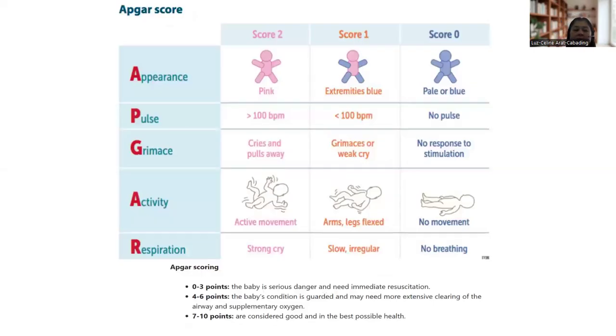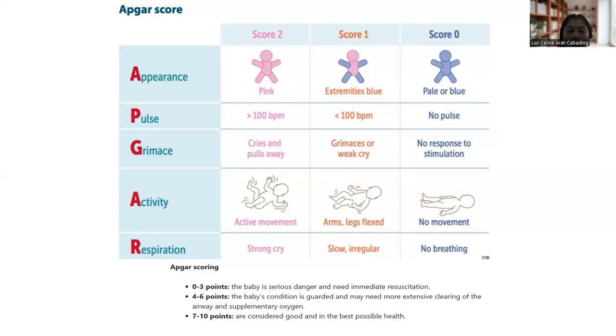So that assessment is what we call APGAR scoring. APGAR stands for A, appearance, P, pulse, G, grimace, A, activity, and R, respiration. This is like our rapid assessment when the newborn is brought out into the outside world. So right away, we look at the general appearance and we score from 0 to 2.